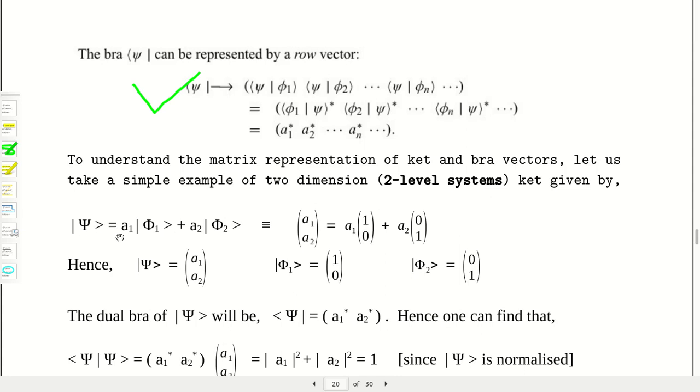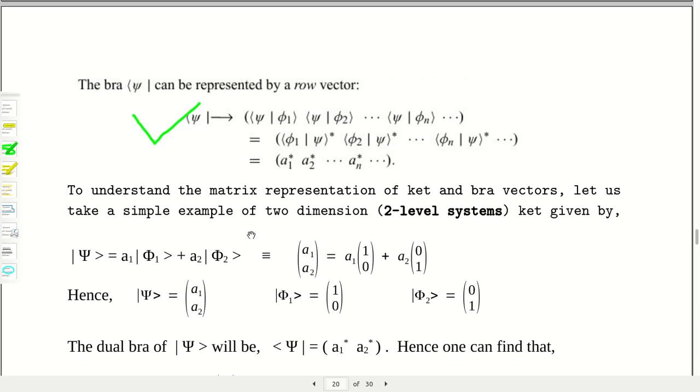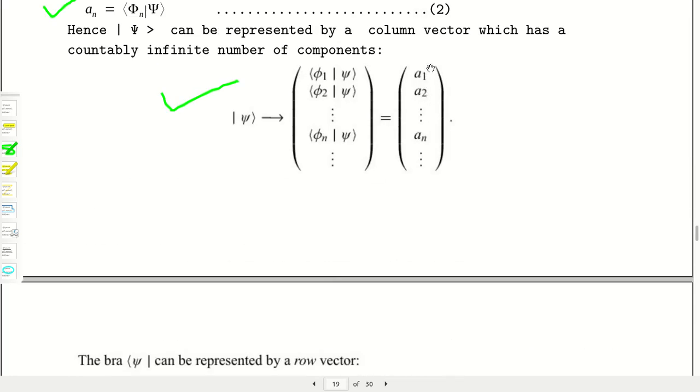So the total wave function is a1 phi 1 plus a2 phi 2. All other terms need not be taken because they are sufficient to describe the system. And if we represent the basis kets as 1 0 and the second one as 0 1, then the ket psi will be a1 a2. Now we have represented it by a1 a2, so it is an infinite dimensional ket. If we truncate into 2, then a1 and a2 will survive.